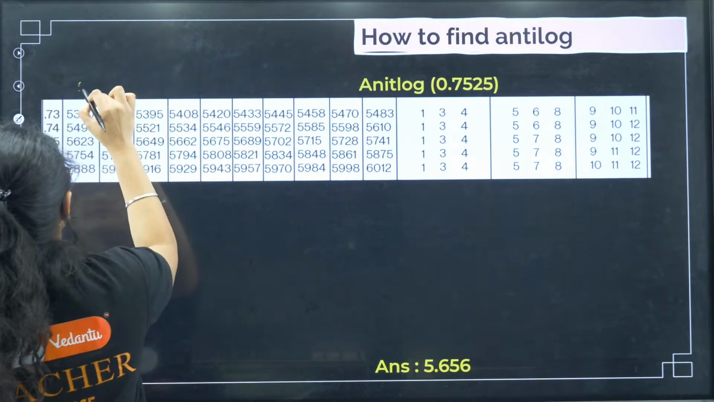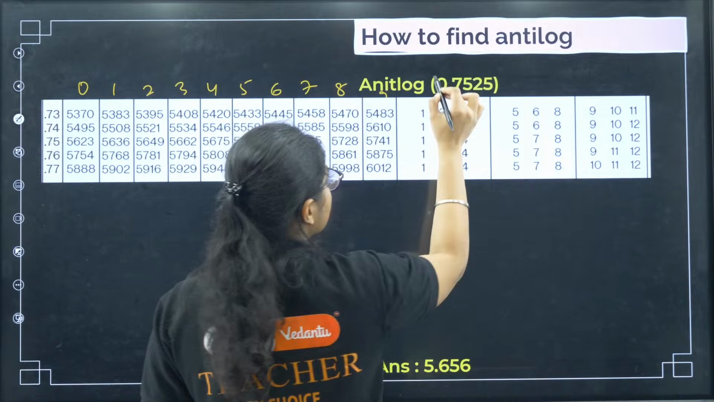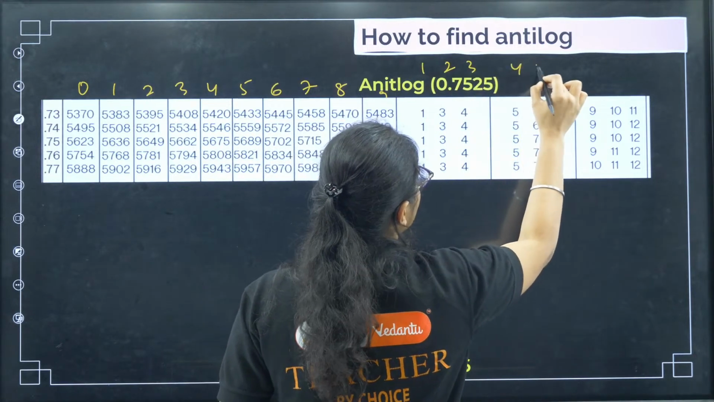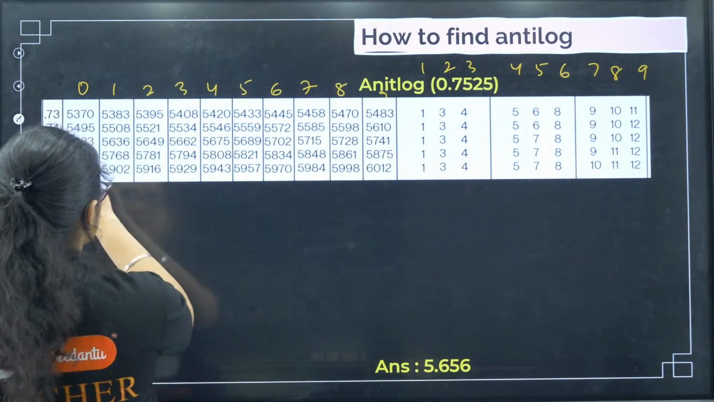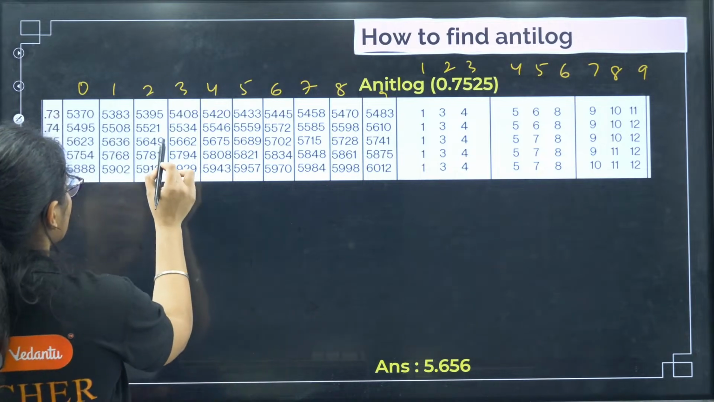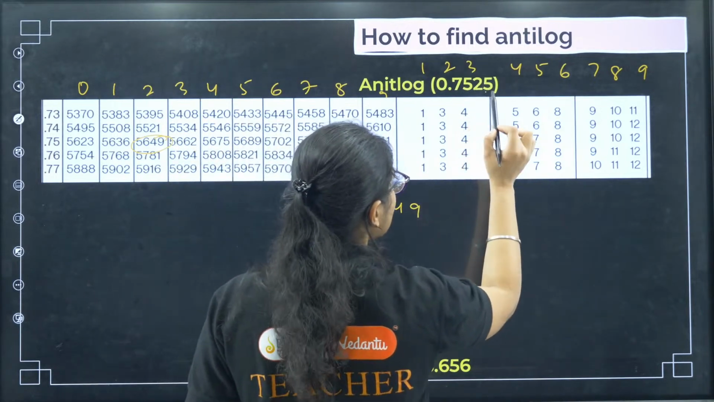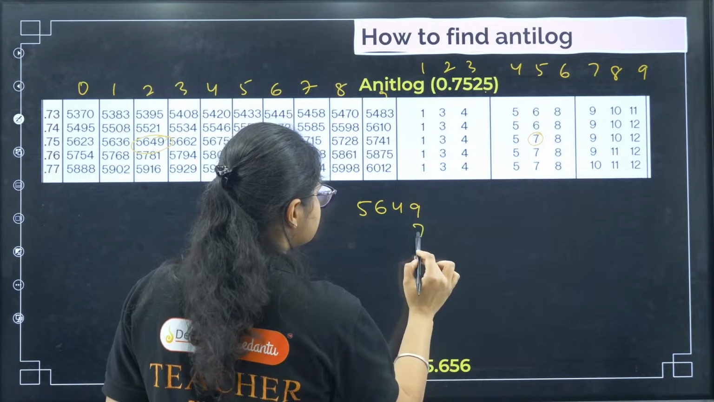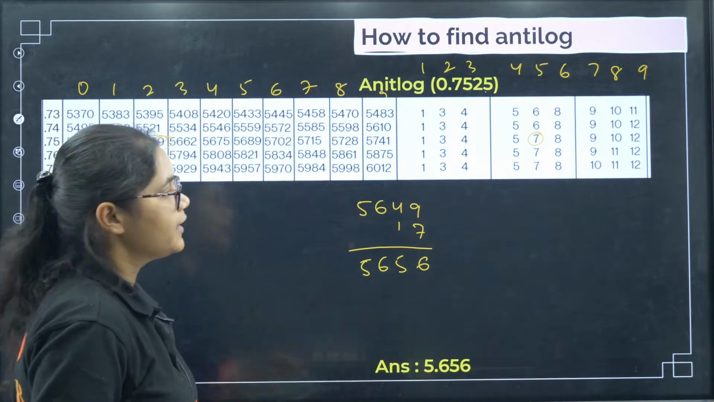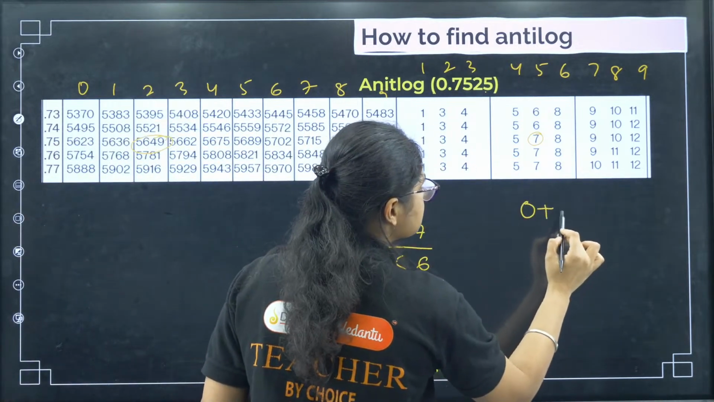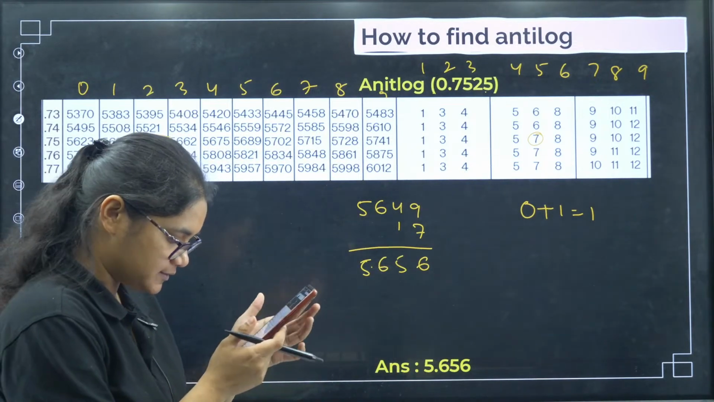Thank you for pointing out. 0 1 2 3 4 5 6 7 8 9 is there. Then here it is 1 2 3 4 5 6 7 8 and 9. First I will check 0.75, so I will get 0.75 here. Then after that I have 2, that is 5649 I got. Next I have 5 here. 5 corresponds to 7 here, right? So I have to take 7. Yes, that is the mistake I made. So I will get 5656. Now before the decimal there is 0. 0 plus 1 is 1. After one number you have to put the decimal. So that is 5.656.